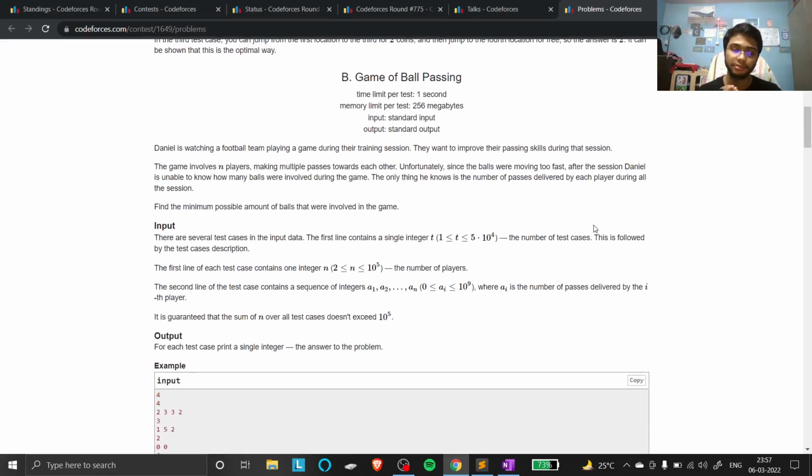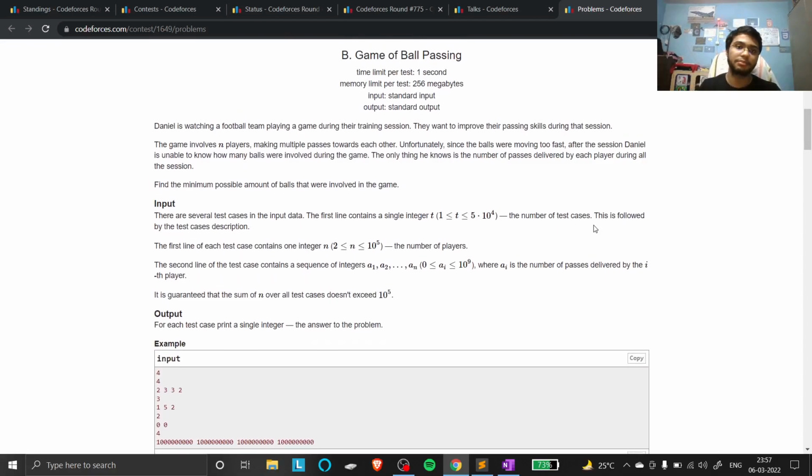If we see the second question, okay, what the question is saying. Daniel is watching a football team playing a game during the training session. They want to improve their passing skills during the session. The game involved N players making multiple passes toward each other. Unfortunately, since the balls were moving too fast, after the session Daniel is unable to know how many balls were involved during the game. The only thing he knows is the number of passes delivered by each player during all this session. Find the minimum possible number of balls that were involved in the game.